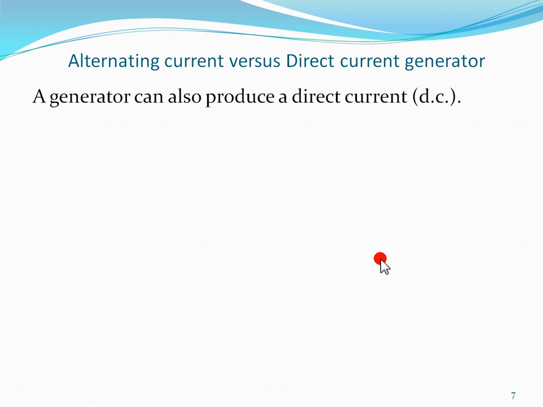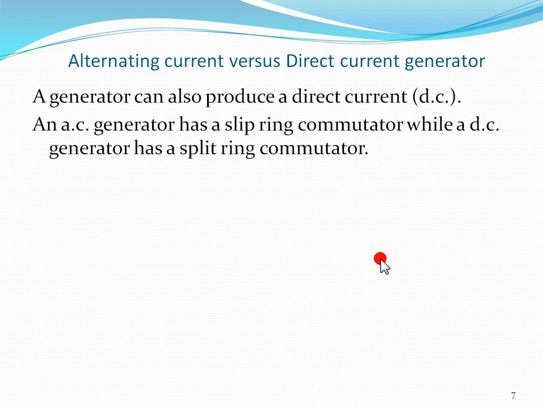A generator can also produce a direct current depending on the kind of commutator they use.